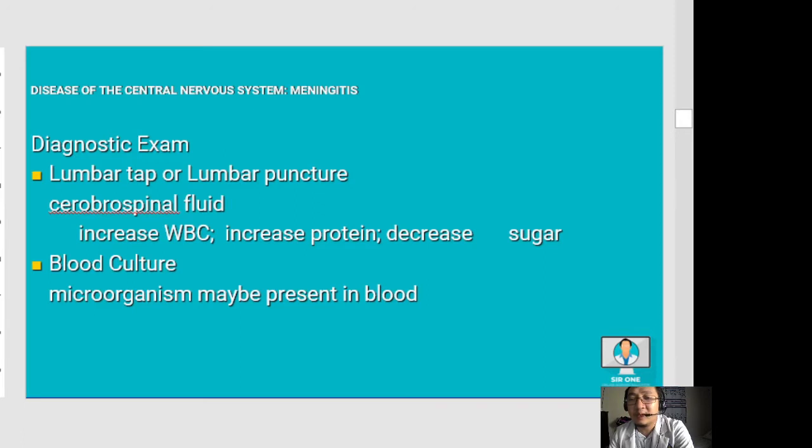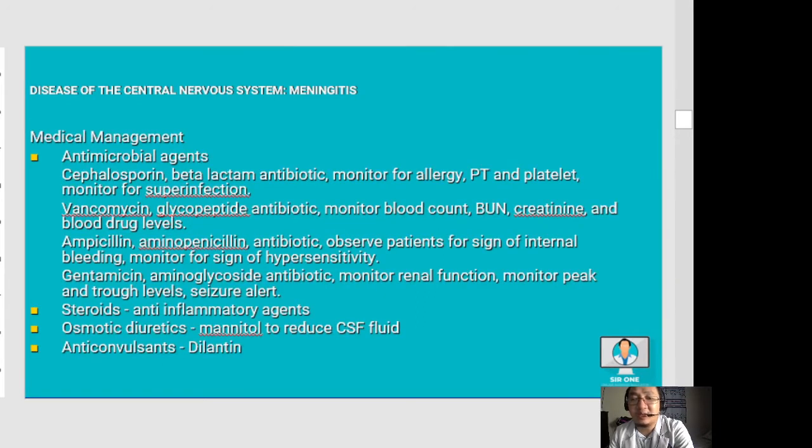As additional information on lumbar puncture, it is usually done to obtain a specimen of CSF. It is also used to reduce increased intracranial pressure, to introduce medications, and to inject anesthetics. I think I also have an image here which I can show later.